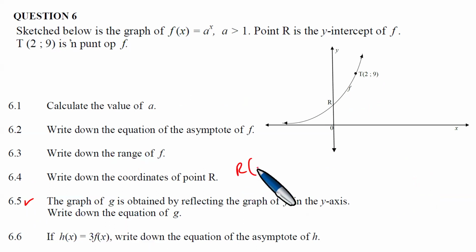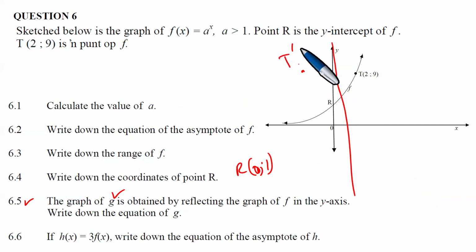If we know that the coordinates here are 0 and 1, the graph of g is obtained by reflecting the graph of f in the y-axis. If you reflect this graph in the y-axis, you can take a point. This point is going to be reflected here as a point T prime, where x is negative and y remains exactly the same.